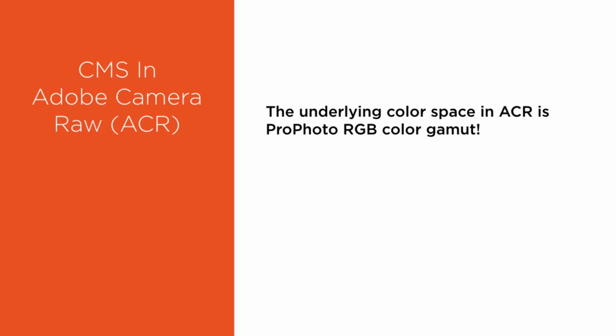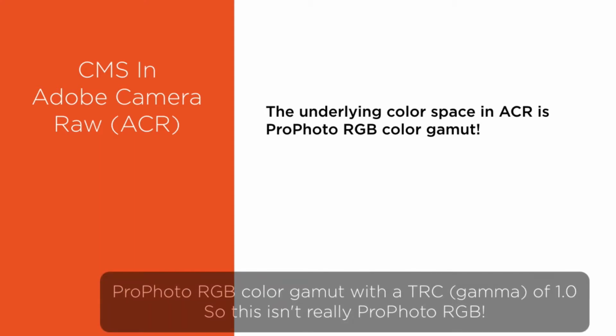So color management in Adobe Camera Raw. All of the processing that is conducted, and this is true with raw data or if you are using Adobe Camera Raw on an existing rendered image, but most importantly when you are editing raw data, the underlying color space uses the ProPhoto RGB color gamut.